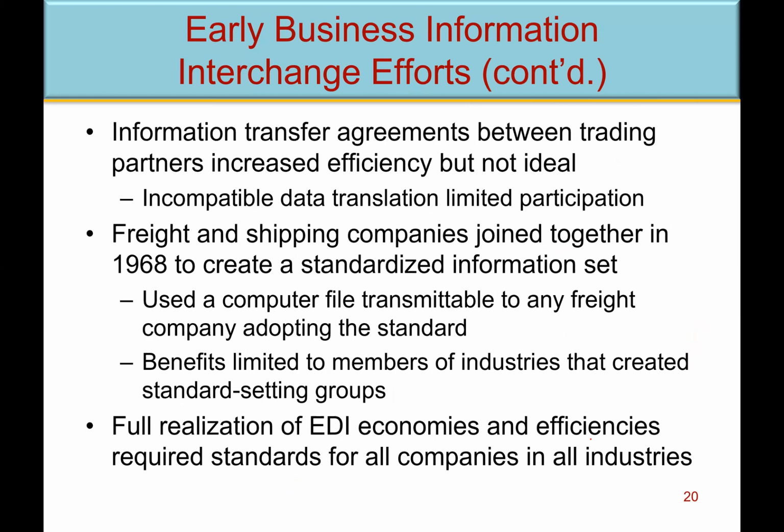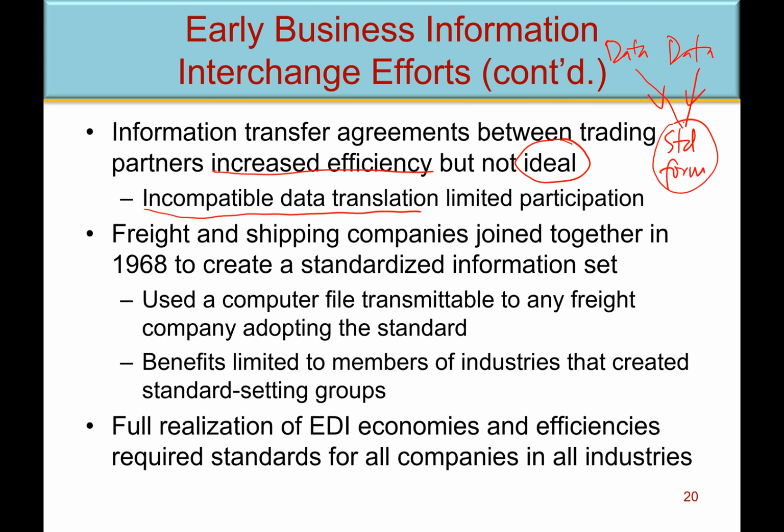So information transfer agreements between trading partners increased efficiency, but were not ideal. Increased efficiency means the data can transfer from one location to another efficiently, but not ideal. What does it mean? Because of incompatible data translation, they had incompatibility. They wanted to join data from various sources into a standard form, but had compatibility and data translation problems, because the technology was not really there in the early days.